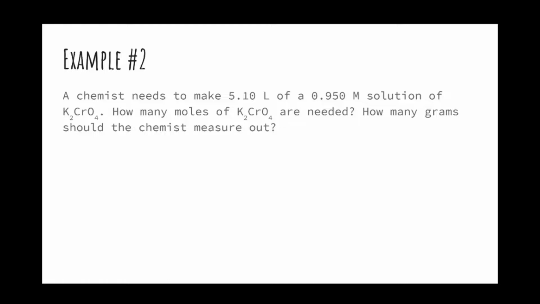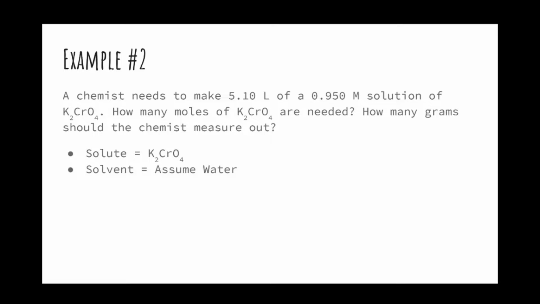How many grams should the chemist measure out? So there's a couple different things. Again, our solute here is our potassium chromate. And notice that it really doesn't say anything about the solvent. If it doesn't say anything, assume that it's water.